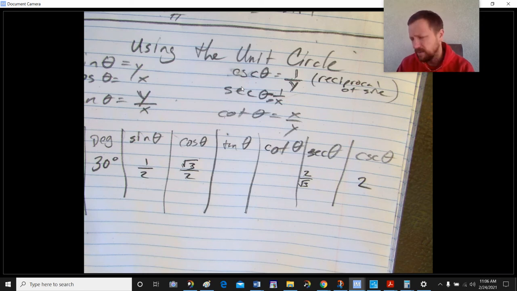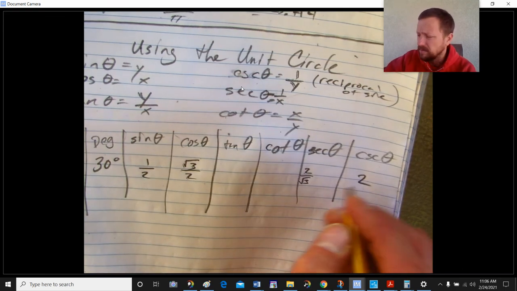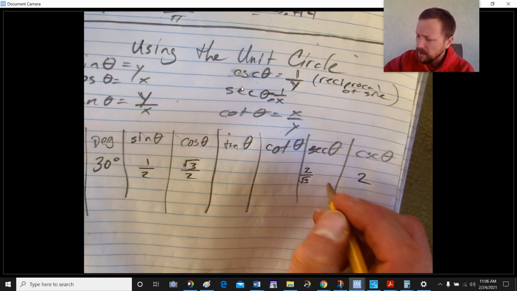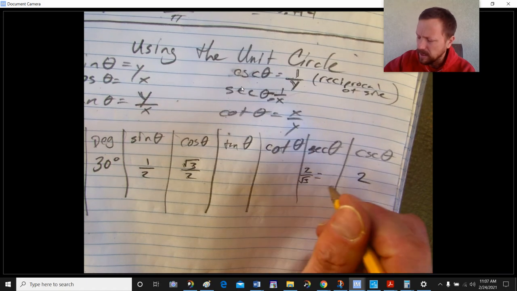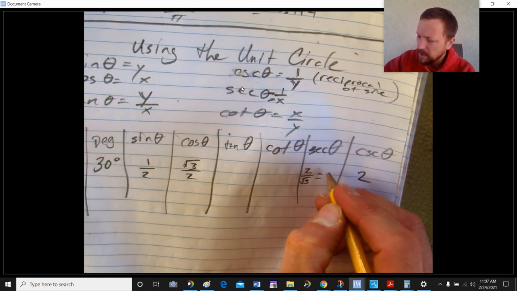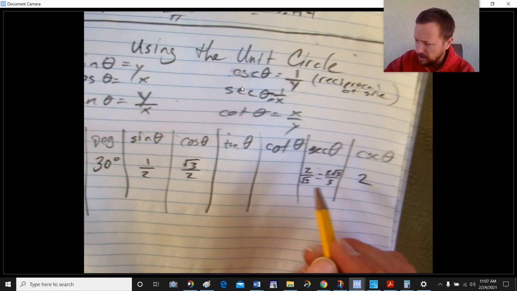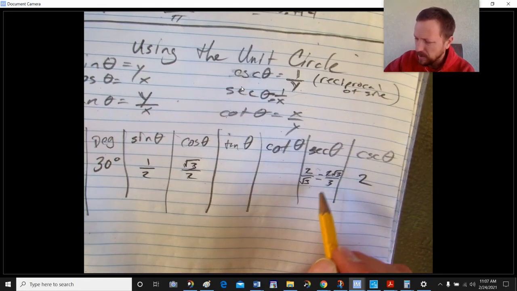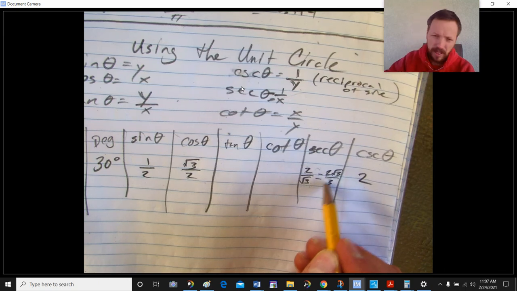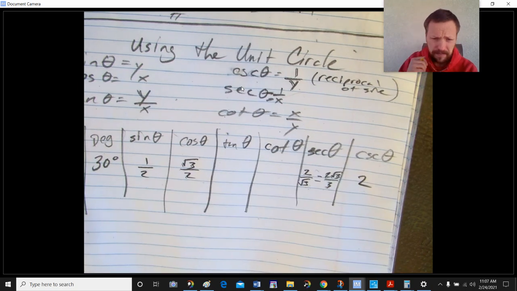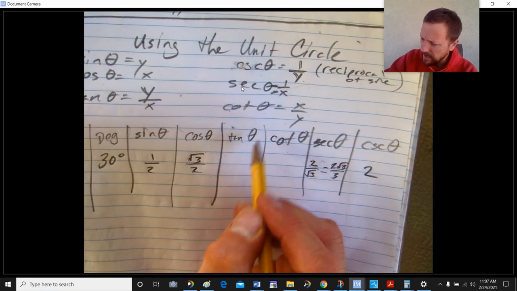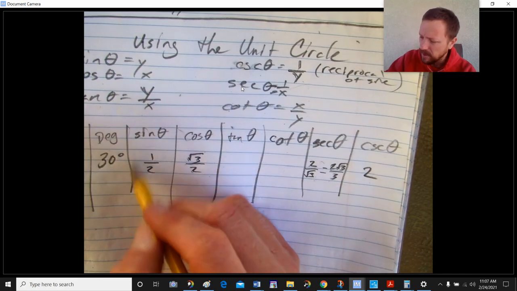Or if somebody decides that they want to change what 2 divided by radical 3 is, and you just do it without even thinking about it, then you've got to be ready to use that slide rule. So this becomes 2 radical 3 over 3. And you just multiply this by radical 3 over radical 3 to get there. Or you can move that to the top and take off the radical on the bottom. It's the same thing.